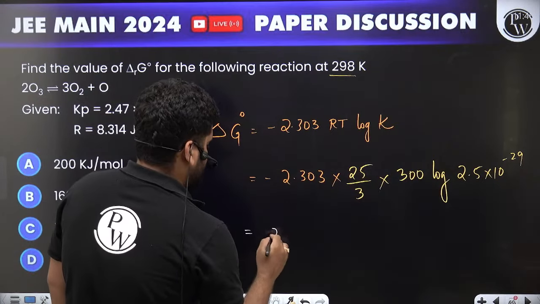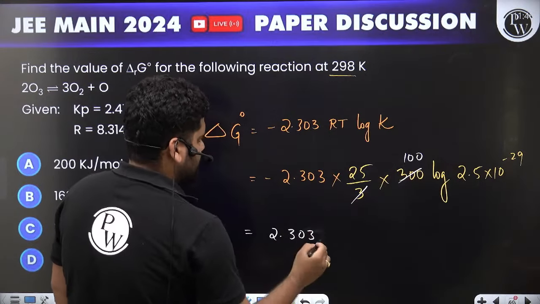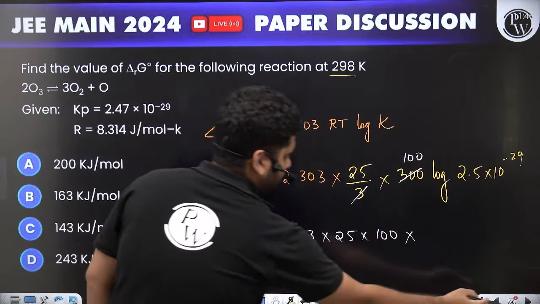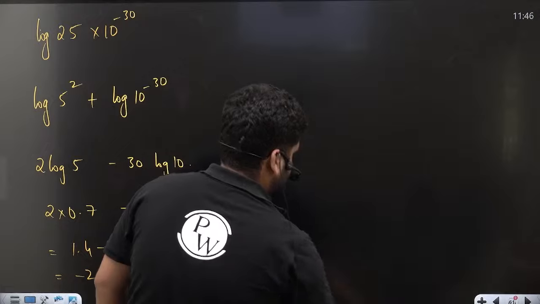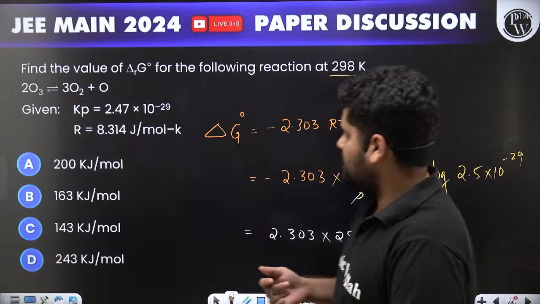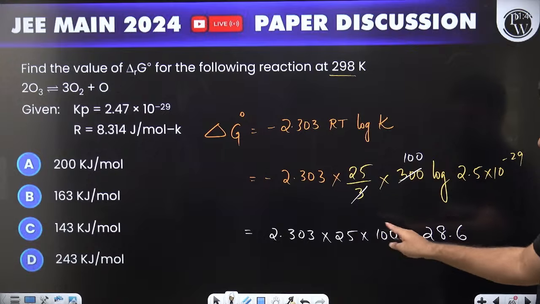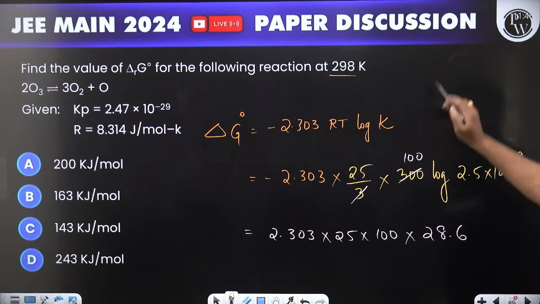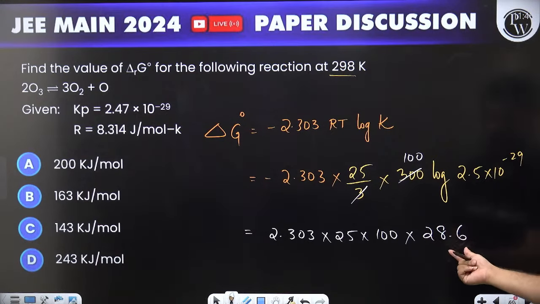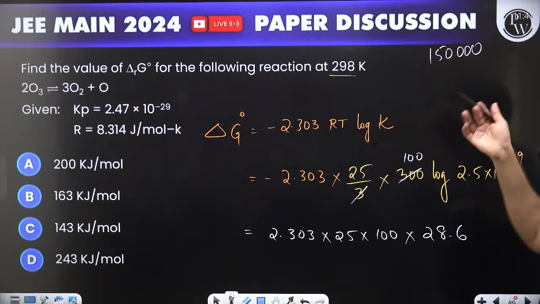So you will write this as minus of minus again. So your answer is going to be 2.303 into 300, we'll cancel this out, 2.303 into 25 into 100 into this part, we have got the answer as 28.6, right? So again, a bit of approximation over here, 2 into 25, so this is 50 into 100, which is going to be 5000 into 3, which is 15000. I'm making it as 30, if it is 30, it is going to be 150000. Something more than 150000 should be your answer.